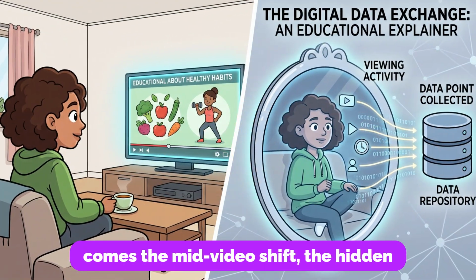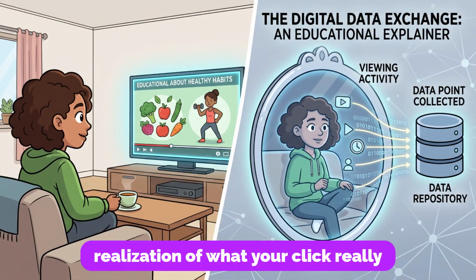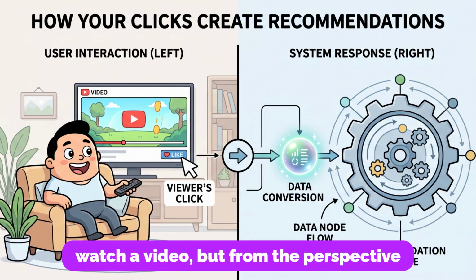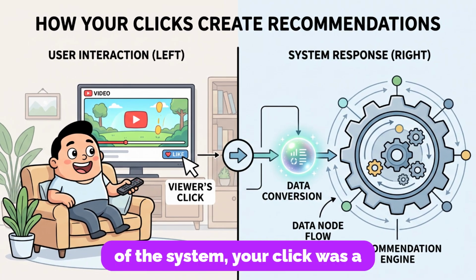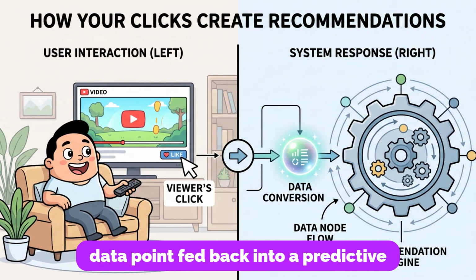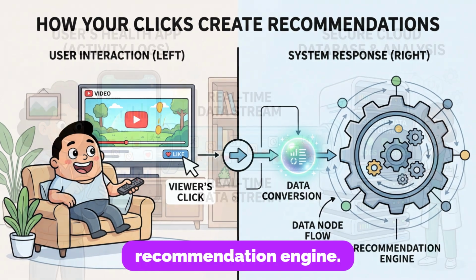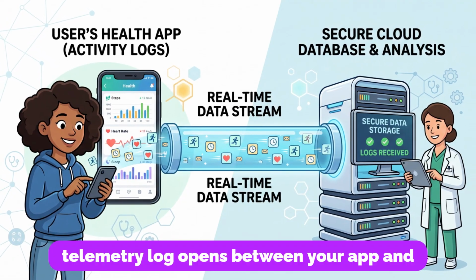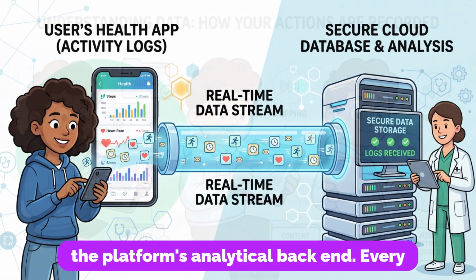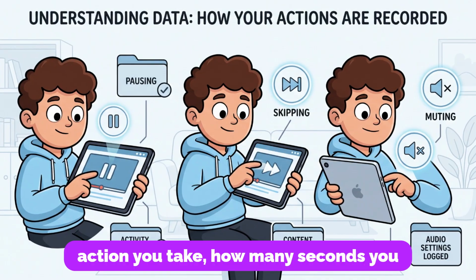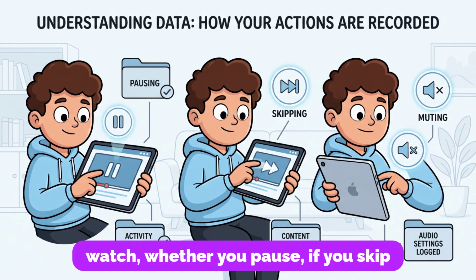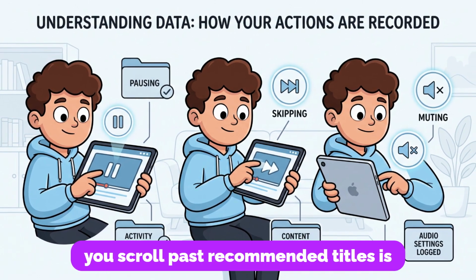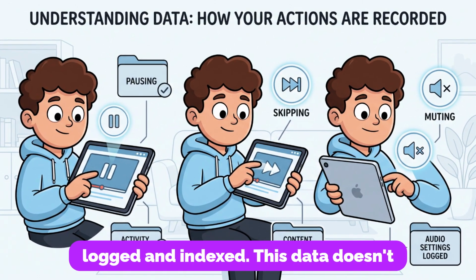Then comes the mid-video shift, the hidden realization of what your click really accomplished. You think you clicked to watch a video, but from the perspective of the system, your click was a data point fed back into a predictive recommendation engine. The moment the video begins, a continuous telemetry log opens between your app and the platform's analytical backend. Every action you take, how many seconds you watch, whether you pause, if you skip forward, if you mute the tab, or how fast you scroll past recommended titles, is logged and indexed.